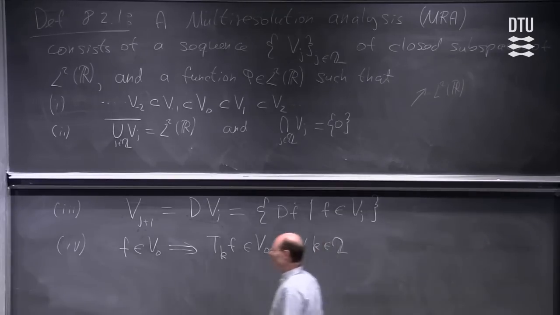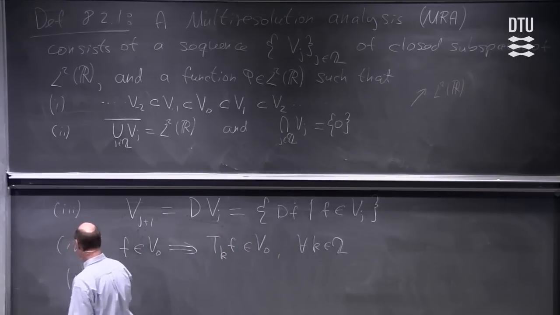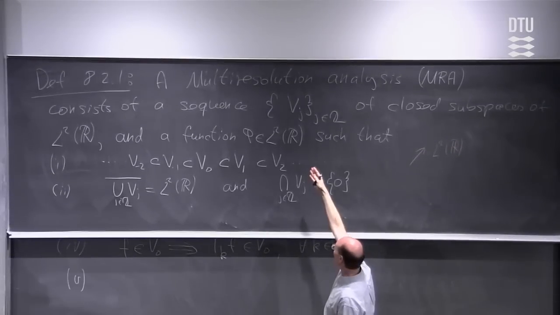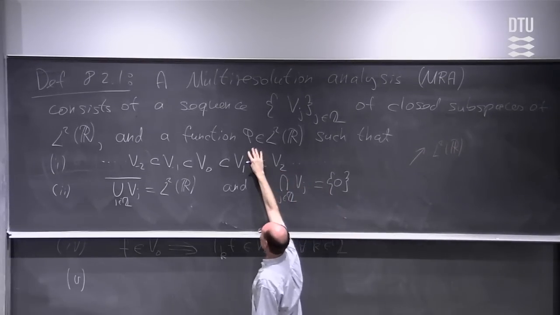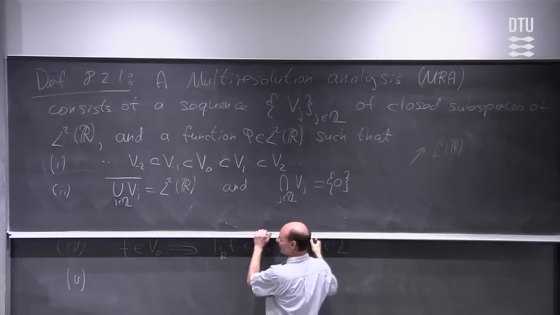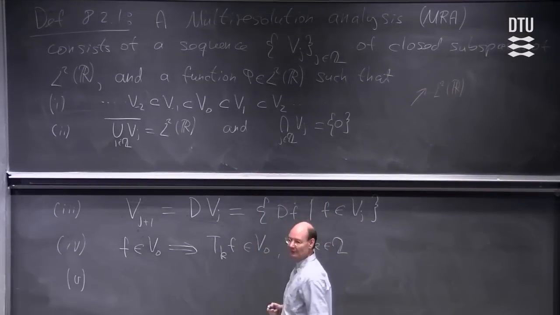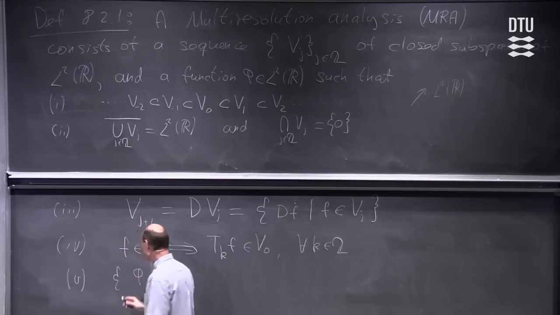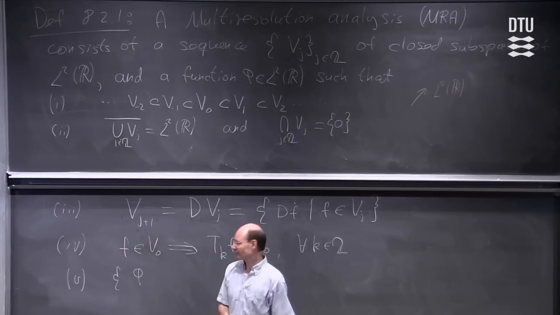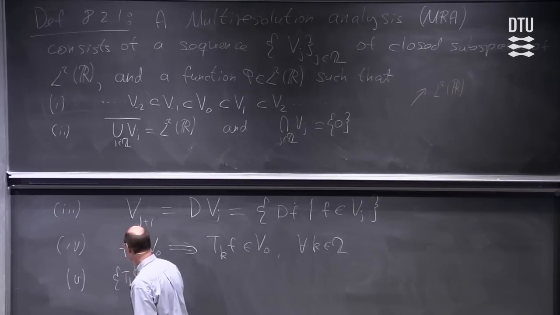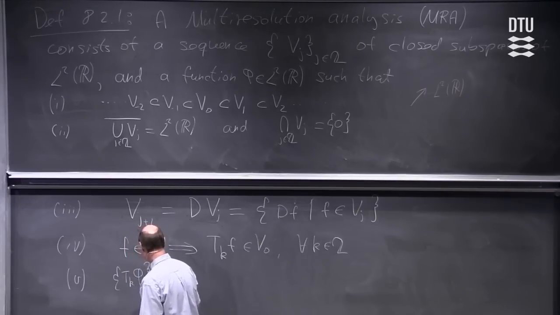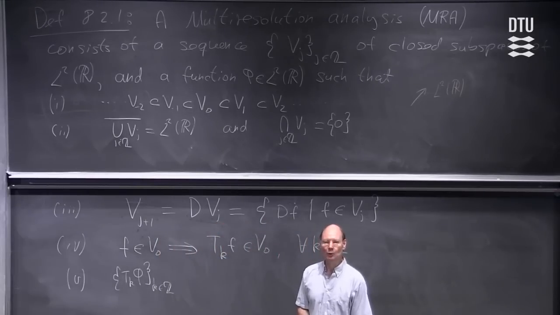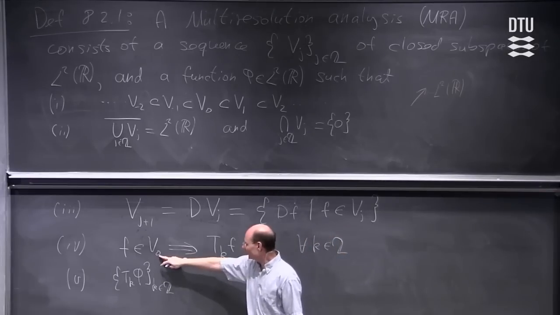Now we get the fifth, the last condition. That's the only one where the function phi comes in. So you see, a multi-resolution analysis consists of this sequence of spaces V_j and a function phi. So we also have to put in some conditions on the phi. And the condition about the function phi is that if you look at the function phi, and we look at all translates of the function, where k is just an integer, then this collection of functions will form an orthonormal basis for the space V_0.